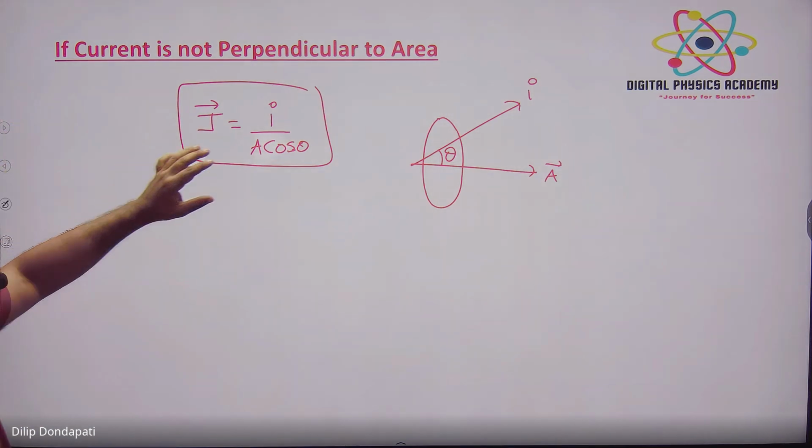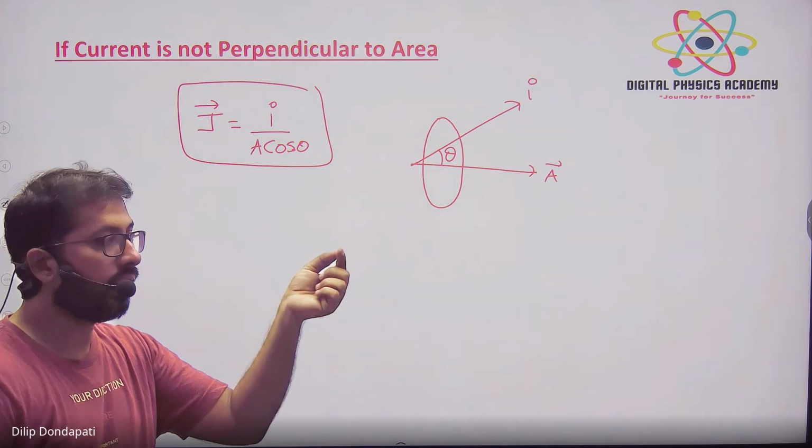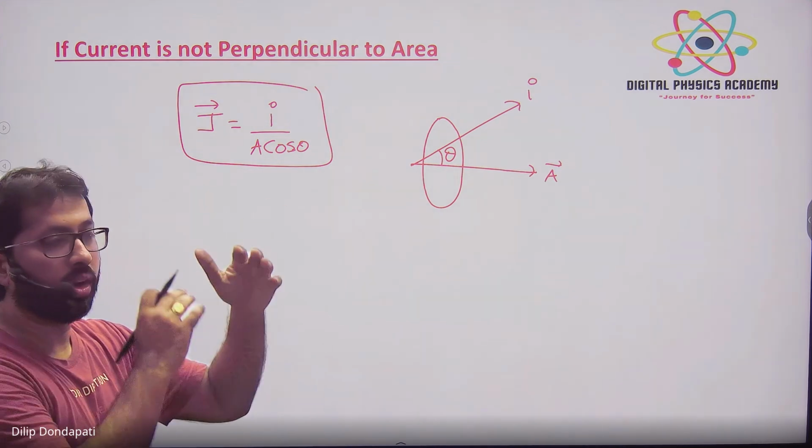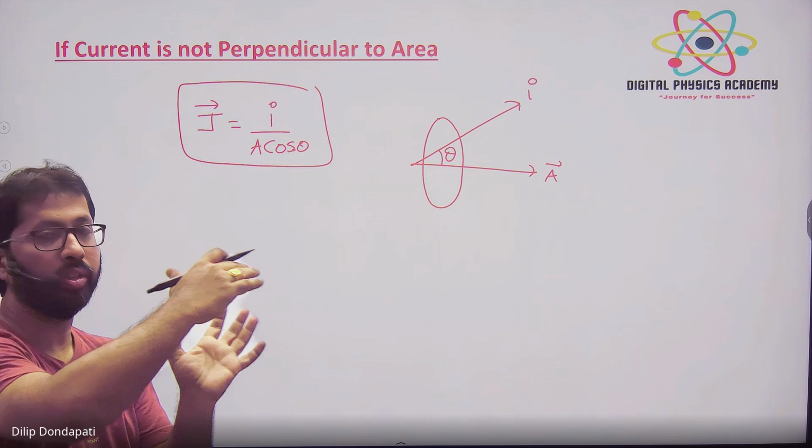So at design time, this will be useful. Per unit area, how much current flows, accordingly they will choose the cross section. Suppose this much current is needed, accordingly they will put a cross section.